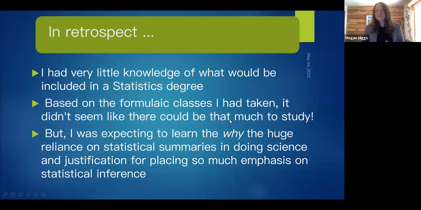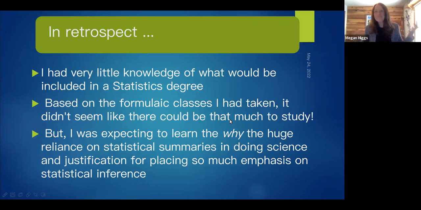Going into my degree in statistics, in retrospect, I had very little knowledge of what would be included in a statistics degree. Based on the two stats classes I had taken, which were very formulaic and really focused on calculators, that was about it. And I distinctly remember having the feeling: how could you get a master's or PhD in statistics? How could there possibly be enough there?